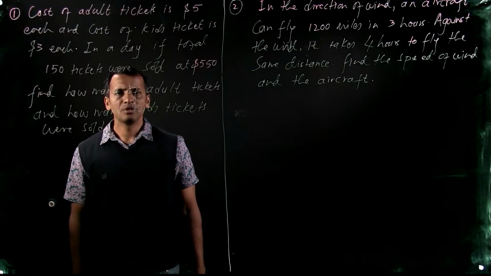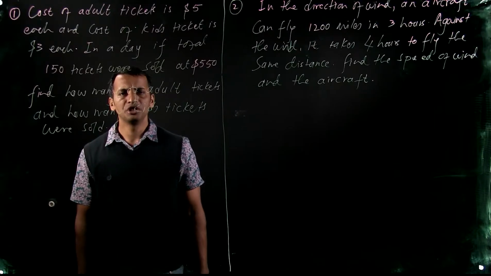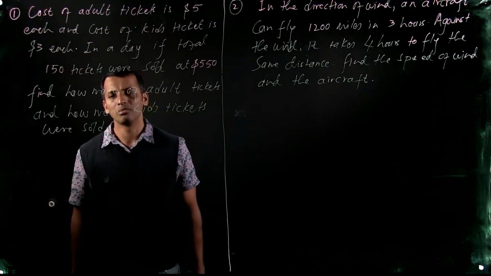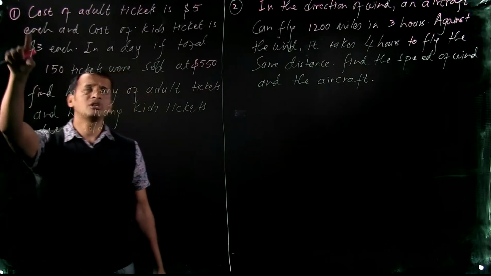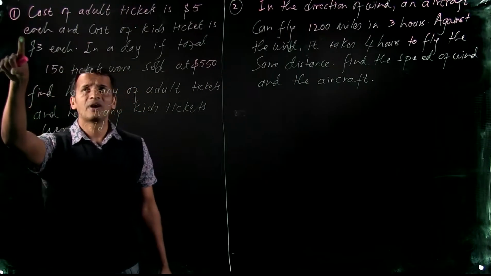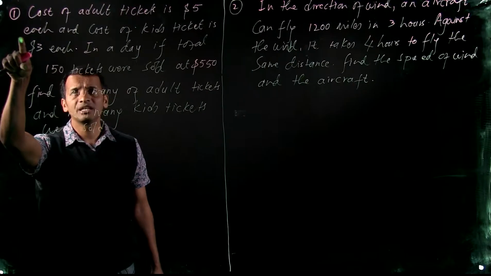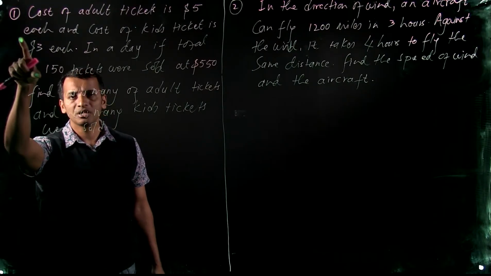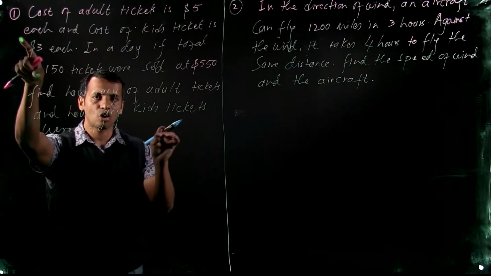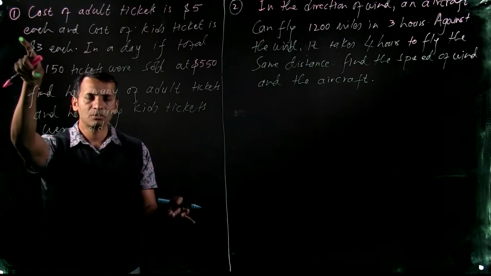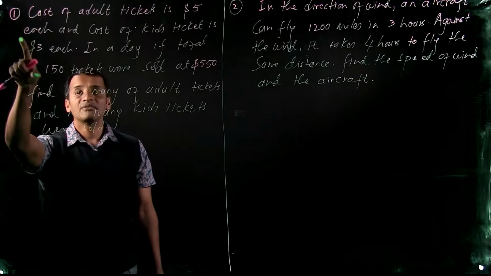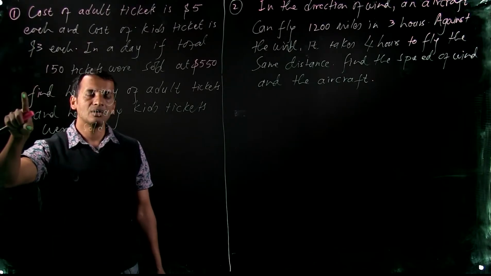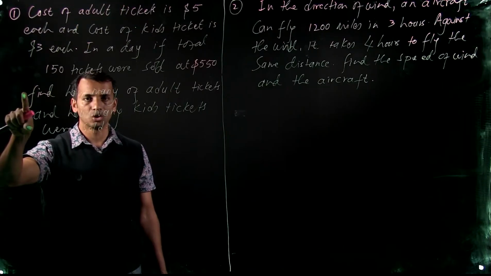Let me show you a couple of examples on how to use a system of linear equations in some real life or application problems. The first example: the cost of an adult ticket is $5 each and the cost of a kids ticket is $3 each. In a day, a total of 150 tickets were sold, and the total money they made is $550. You want to find out how many of each type of ticket were sold.